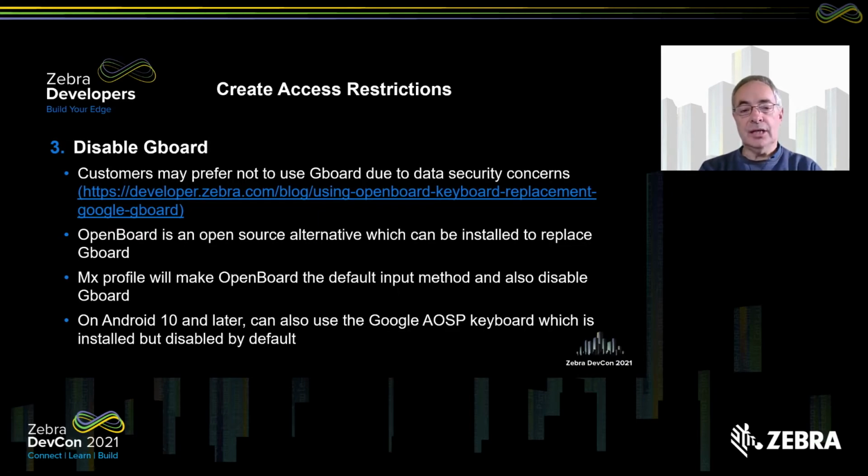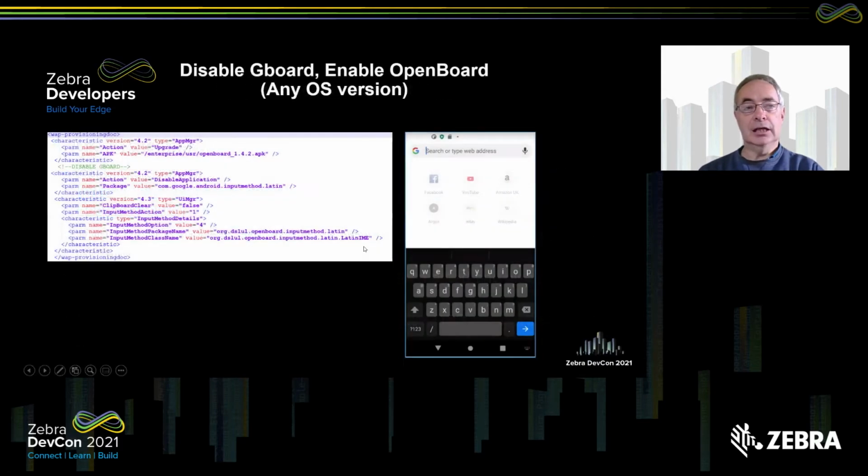But if you have Android 10 or later, then we have the Google AOSP keyboard pre-installed but disabled by default. So on Android 10 and 11, you can use the AOSP keyboard, which is just a basic keyboard, and very similar to OpenBoard. So there's two options there, depending on the OS version you're using.